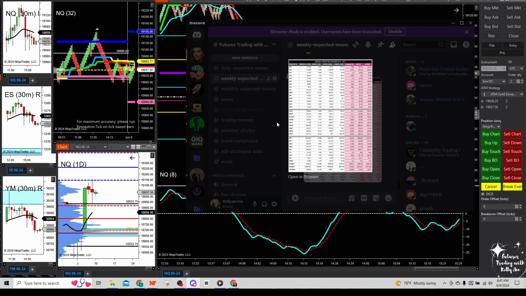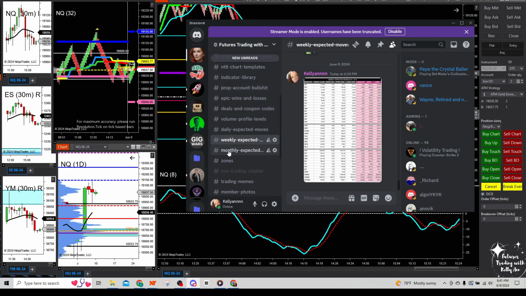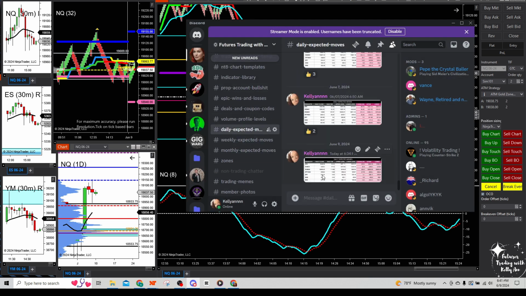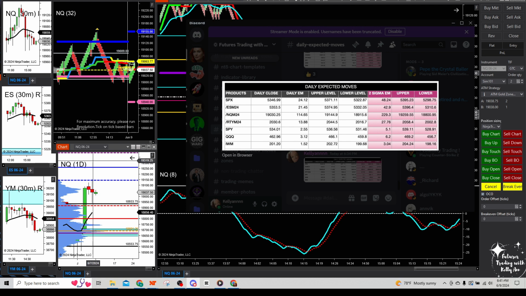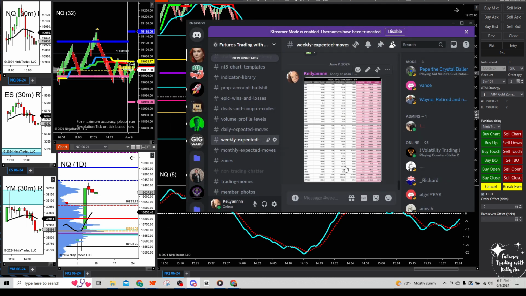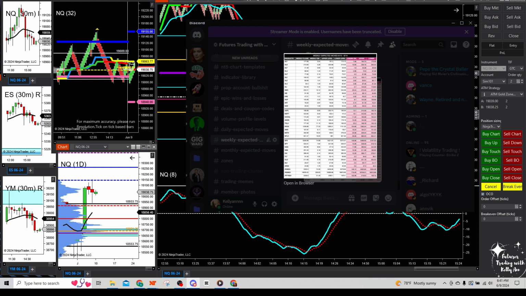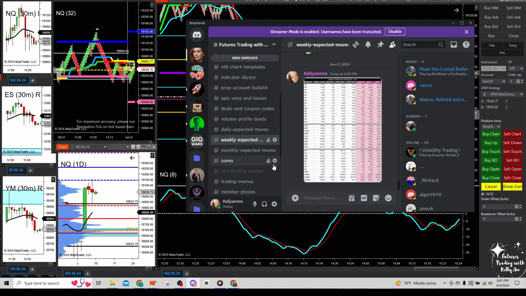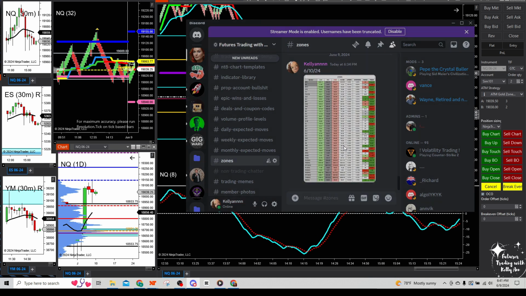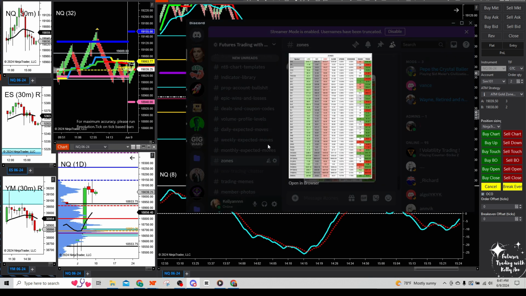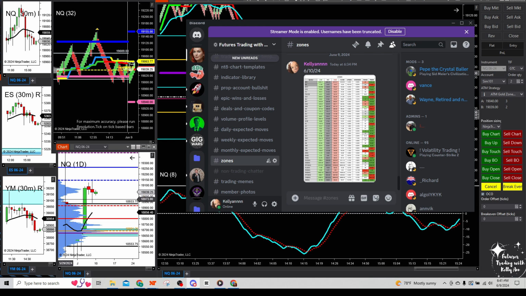So I have gone into Discord and I have updated the daily expected levels, which are here. I have updated my NQ chart with these levels. I have also updated the weekly levels and updated those on my chart. Now I can't read this on my computer, it's so small, but if you open it on your phone, you'll be able to see it clearly. I've also added the zones here, and I'll plot these on my gold chart for the zones. But for the expected moves, I just plot those on my daily chart right here.